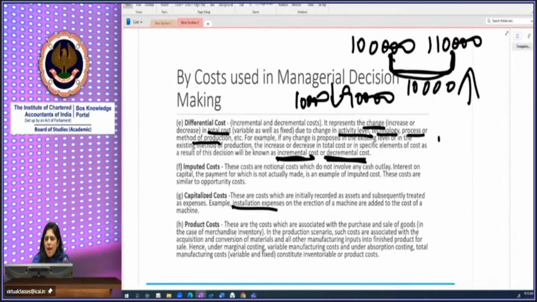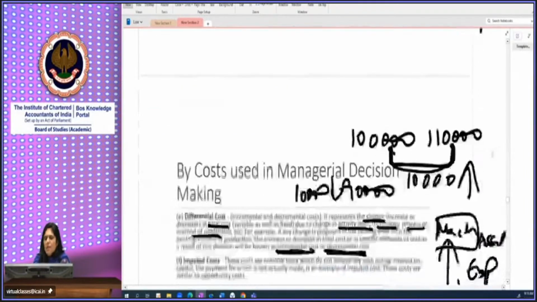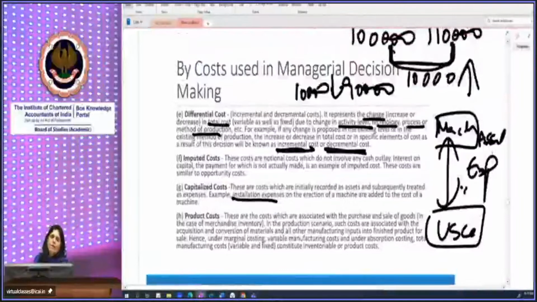So I've purchased the machine. So till the machine is put to use, any expense which I am incurring on the machine, loading, unloading, repair, logistics, everything will be added to the cost of the asset. Clear? It is not an expense. It will be added to the cost of the asset. That's called capitalized cost.